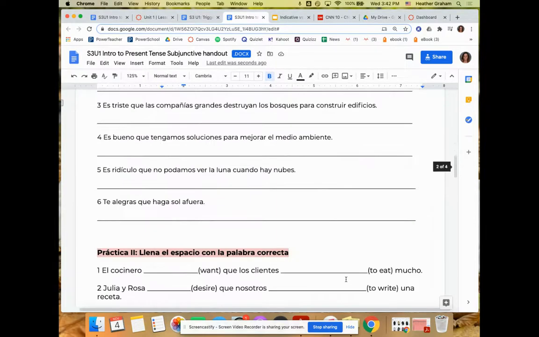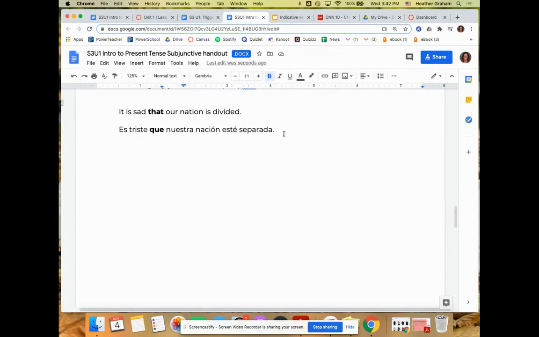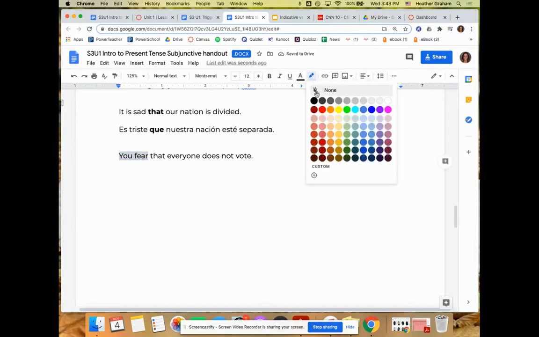So let's do another example. I'm going to go down here to my... Let's do you fear everyone does not vote. So you fear is our clause 1, and I'm actually going to highlight this.